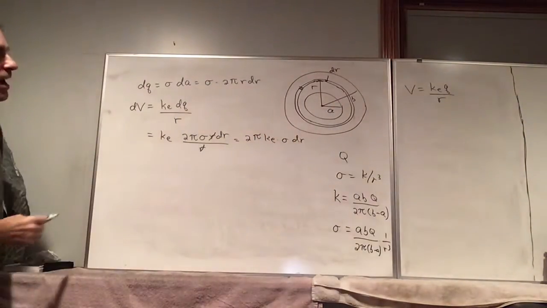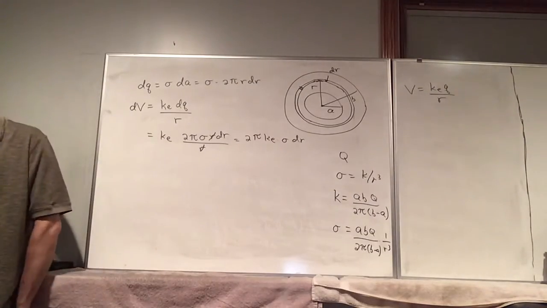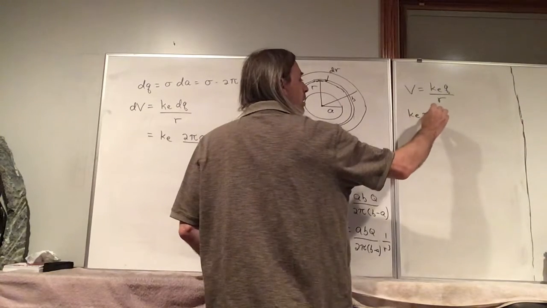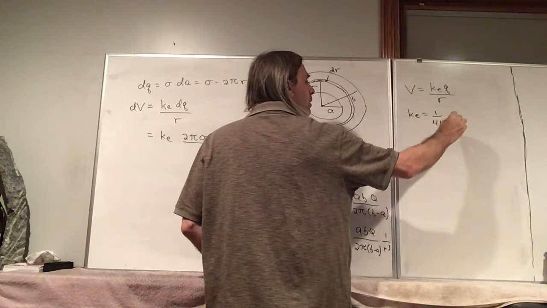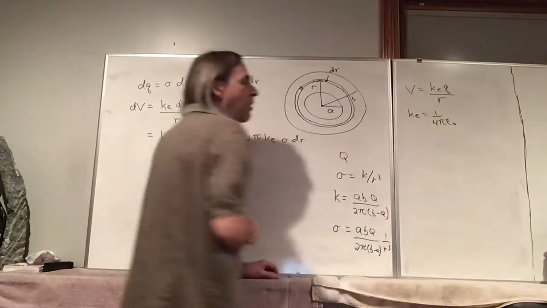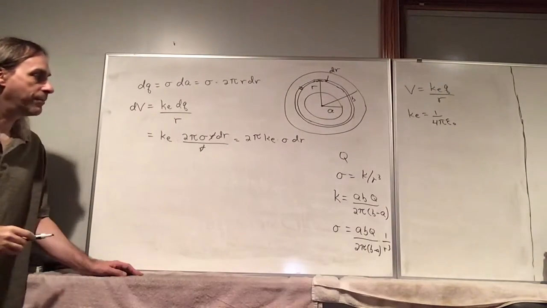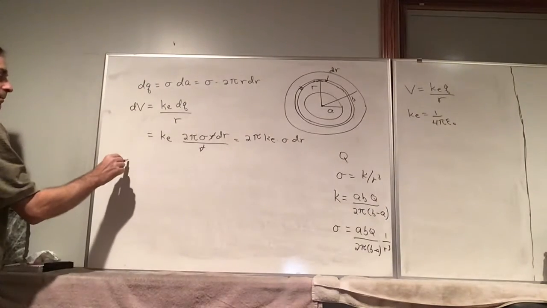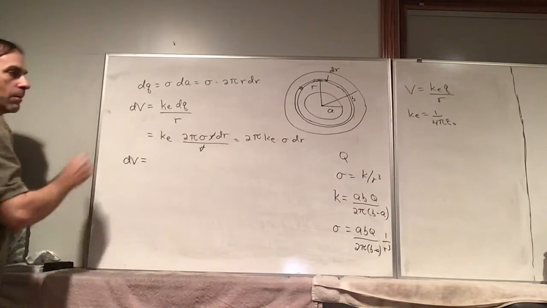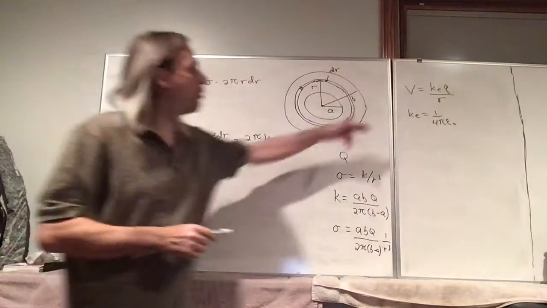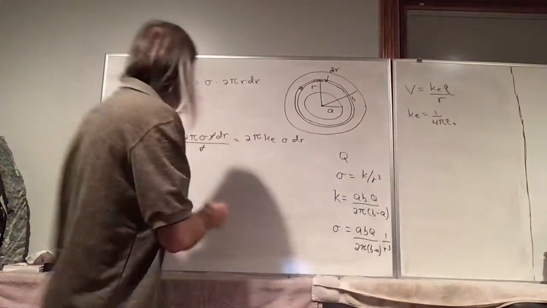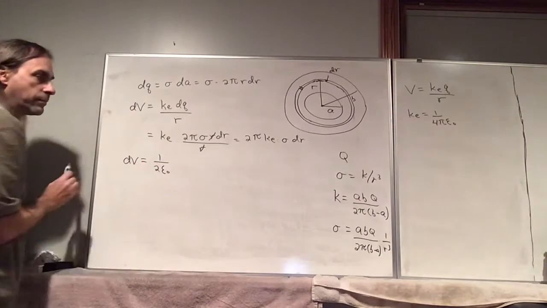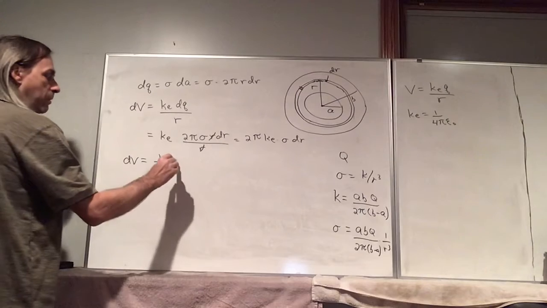So we have 2 pi ke sigma dr. Let's use this result that ke is 1 over 4 pi epsilon naught. So 2 pi ke is 1 over 2 epsilon naught. So yeah, if we multiply this by 2 pi, the pi cancels out. So we have 1 over 2 epsilon naught. And then sigma.